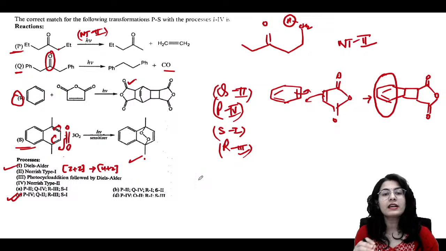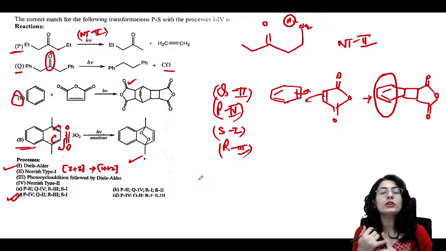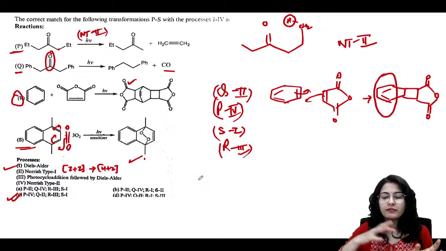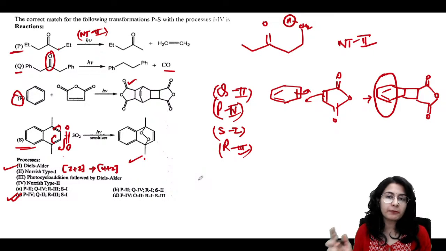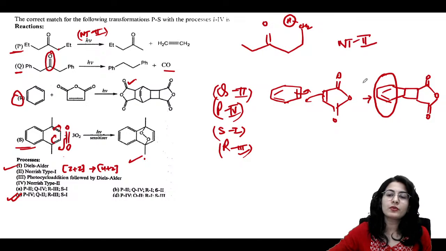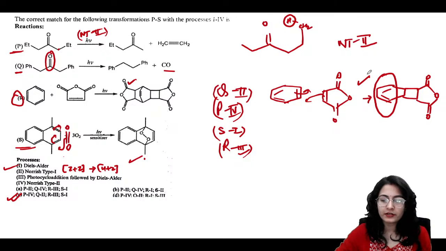Pericyclic reactions are possible both in the presence of heat and light. The mode changes, whether it is suprafacial or antarafacial, that changes. But pericyclic reactions are possible. So the Diels-Alder reaction will take place in the presence of light. But first here a 2+2 will happen. First there is a 2+2 and then there is going to be a 4+2.